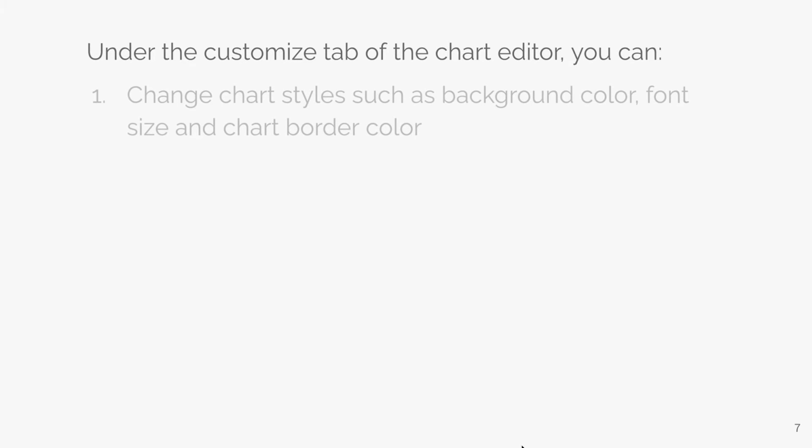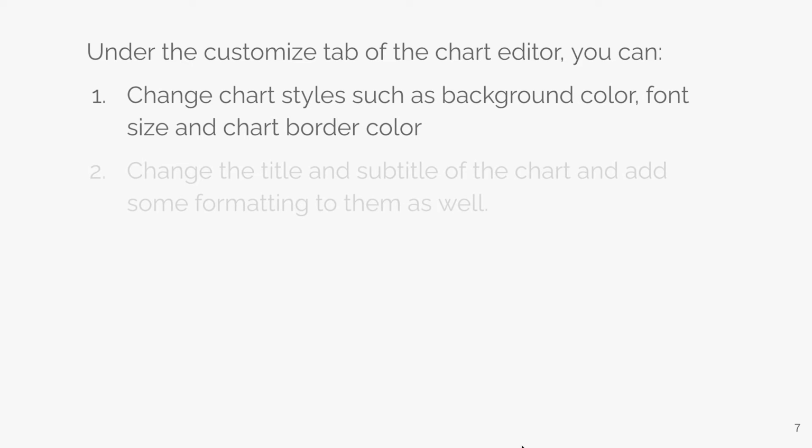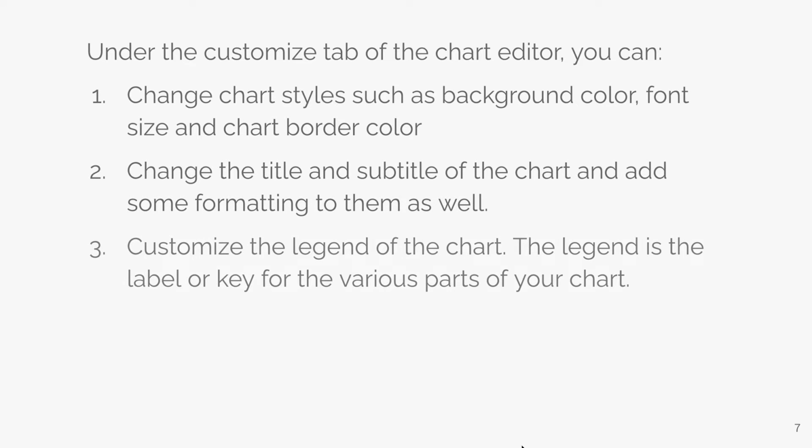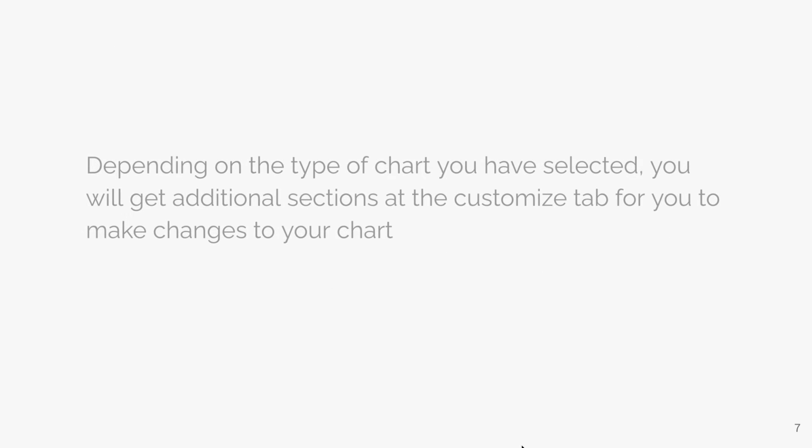Under the Customize tab of the chart editor, you can change chart styles such as background color, font size, and chart border color. Change the title and subtitle of the chart and add some formatting to them as well. And customize the legend of the chart. The legend is the label or key for the various parts of your chart. Depending on the type of chart you have selected, you will get additional sections at the Customize tab for you to make changes to your chart.